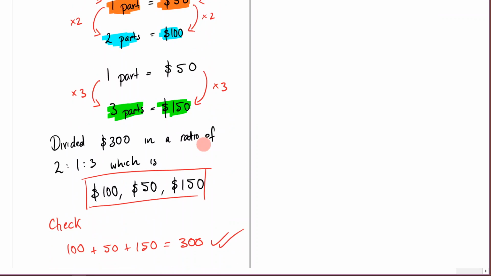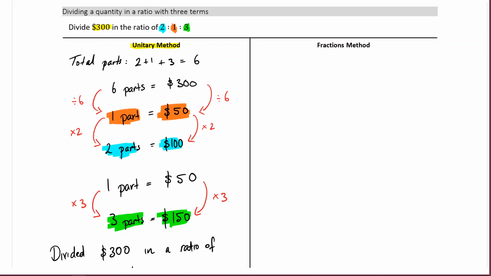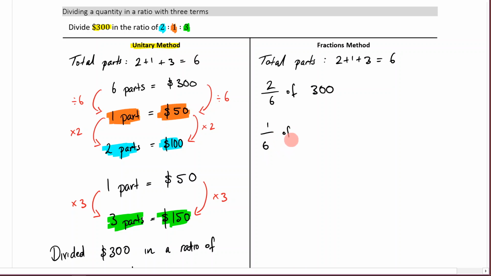Feel free, if you are going to be using the unitary method, feel free to click off this now. Otherwise, for the rest of this video, I'm just going to be talking about how to use the fractions method to do this. What we're going to be doing is something very similar. We know that the total parts is 2 plus 1 plus 3, which is 6. So that means I'm going to find 2/6 of 300. I then am going to find what 1/6 of 300 is, and then I'm going to find what 3/6 of 300 is. So that is what I'm going to do, and I know that I'm just applying multiplication here. So these are all just multiplications.